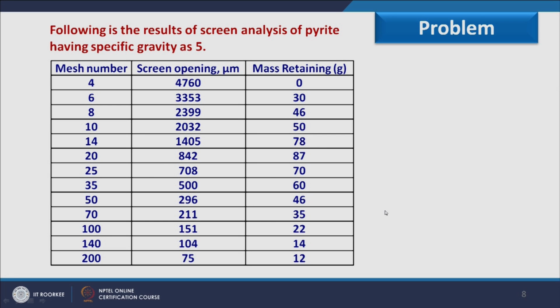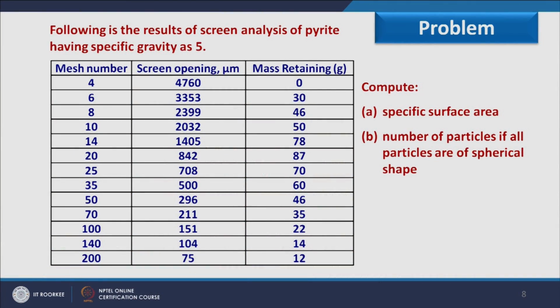So, what do we have to compute for this problem? The first is the specific surface area. Secondly, we will compute the number of particles if all particles are of spherical shape. So here we have to consider a uniform particle shape, that is spherical. Third, we have to calculate the quadratic mean diameter, and finally, we will compute the Sauter diameter for the mixture.